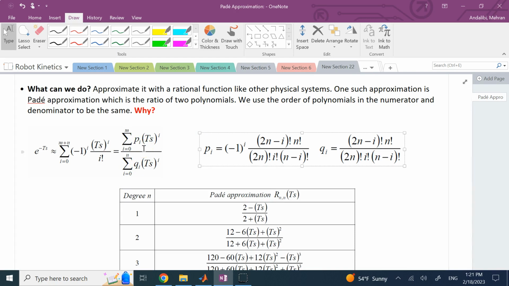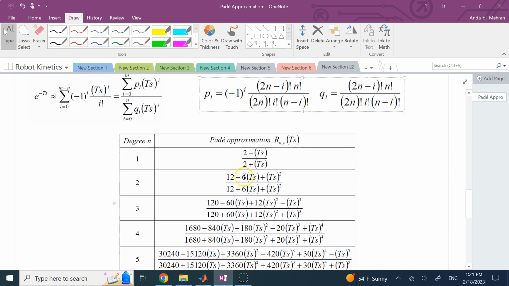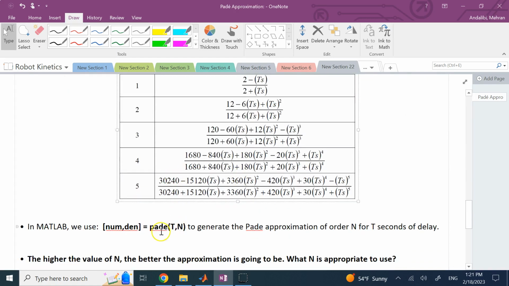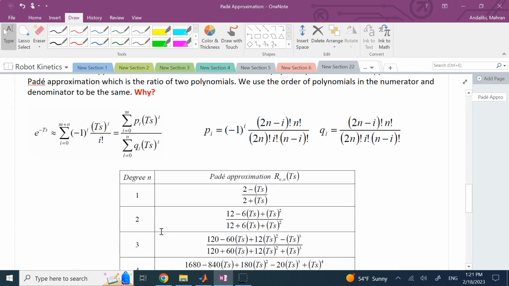And you can do it by hand. You can use the formulas provided here. You can look up the tables, or you can use the Padé command in MATLAB. There are all different types of methods that you can apply, okay? I can show you all of them if you want.